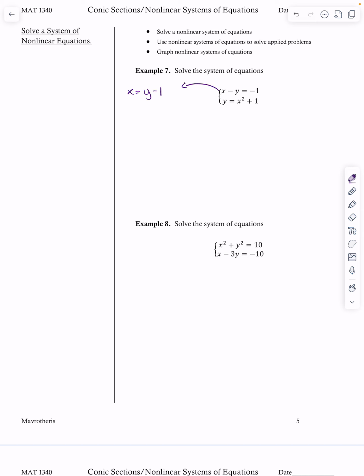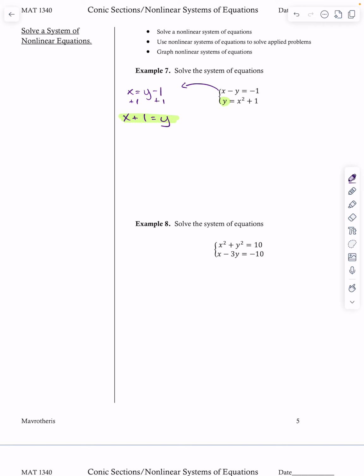I'm going to add y to both sides and get x equals y minus 1. And then I'm going to add the 1 to both sides. x plus 1 equals y. I am going to take this and plug it in here for y. Remember that y has to be exactly the same in both equations.